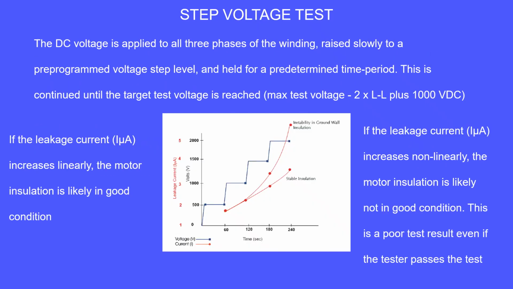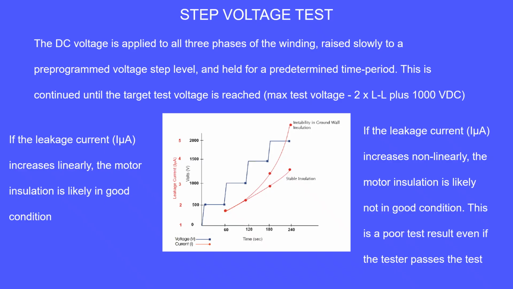During the step test, the DC voltage is applied to all 3 phases of the winding, raised slowly to a pre-programmed voltage step level, and held for a predetermined time period. This is continued until the target test voltage is reached. If the leakage current increases are linear, the motor insulation is likely in good condition. If the leakage current increases are nonlinear, the motor insulation is likely not in good condition. This is a poor test result even if the tester passes the test.